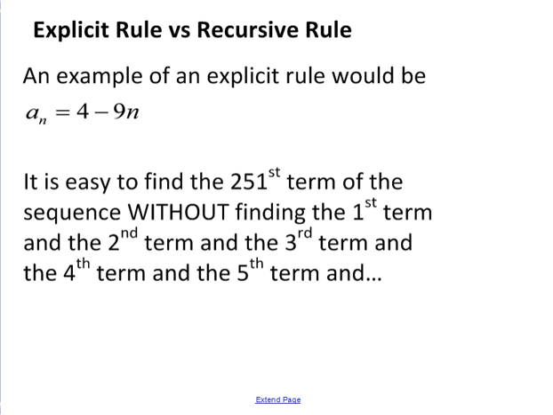An example of an explicit rule would be a sub n is equal to 4 minus 9n. We know that n stands for the term number. So if I wanted to find the 251st term, I would plug in 251 right there, and I would do the math, and there you go. I could find the 251st term.